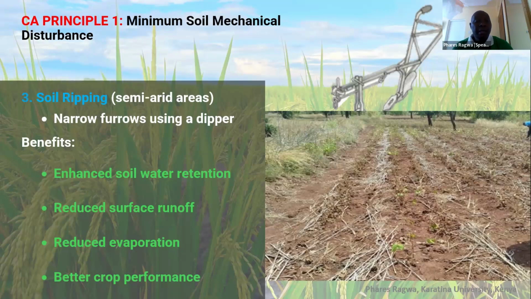So this reaping will enhance infiltration and water retention. It will reduce runoff. It will reduce erosion, and that water within the soil can sustain the crops. I took this picture, not the implement, but the land where you can see some furrows somewhere in Kenya, in some semi-arid area.